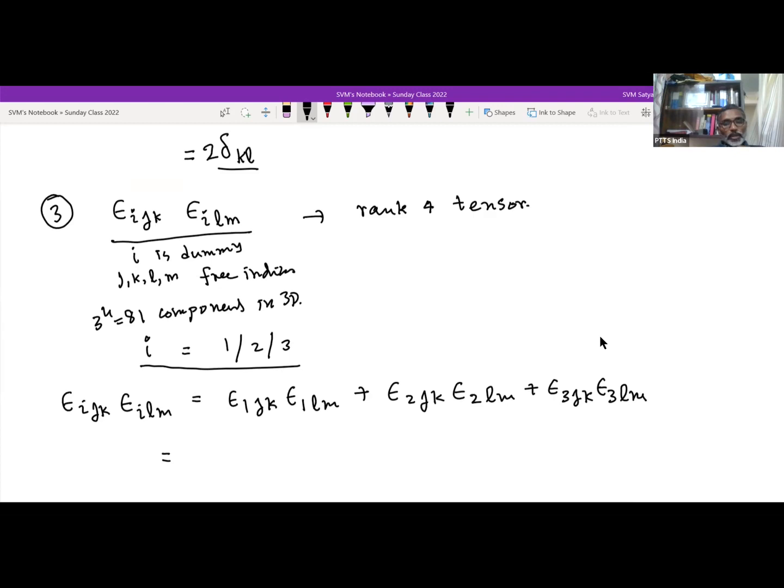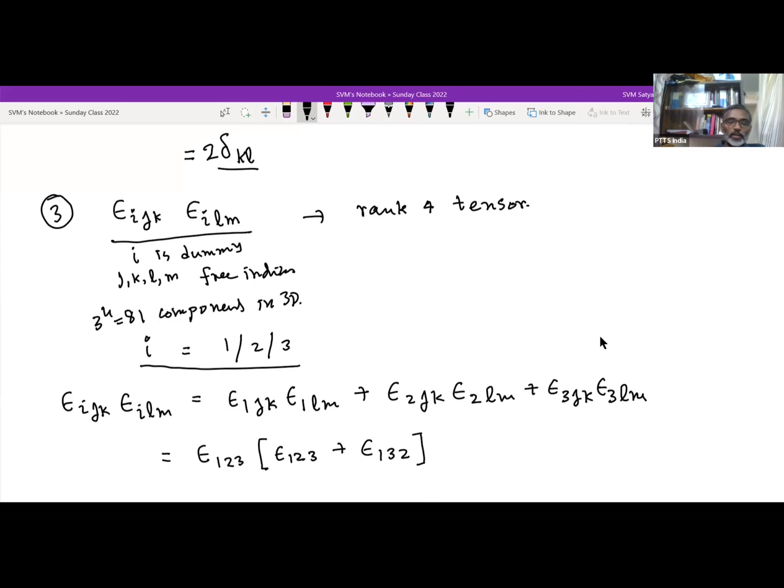Now look at this one. Epsilon 1 is fixed. So j and k can be what? j can be 2, k can be 3. Only then this will be non-zero. Similarly, now lm can be 2, 3, or it can be 3, 2. Correct? So suppose if I fix epsilon 1, 2, 3, then you can have a possibility of epsilon 1, 2, 3, or you can have a possibility of epsilon 1, 3, 2. Even then that is non-zero, right? It is non-zero.